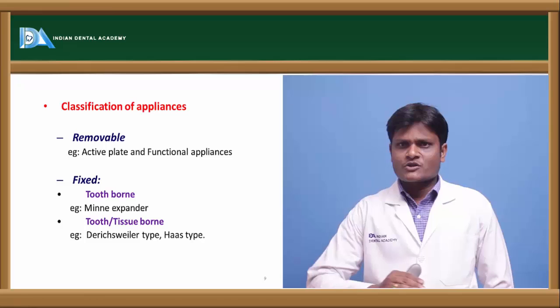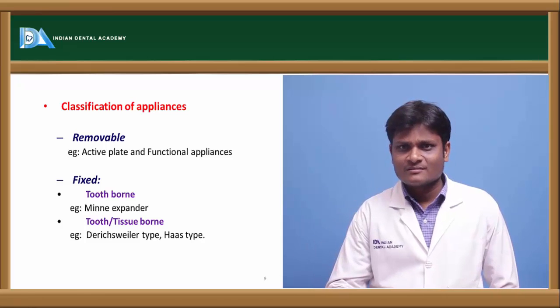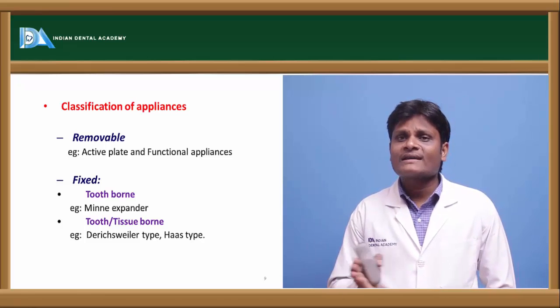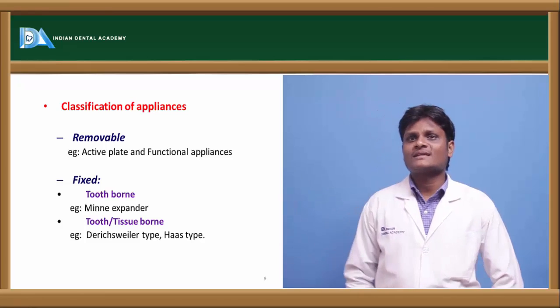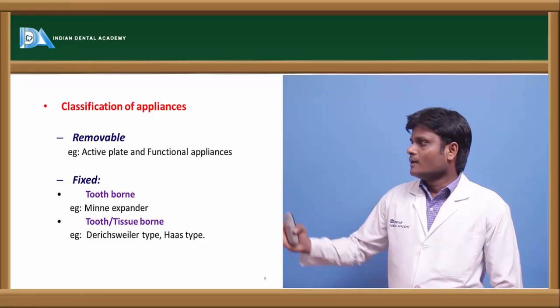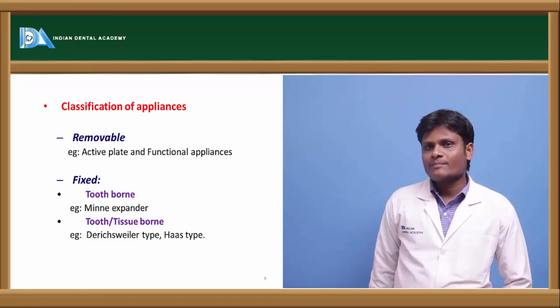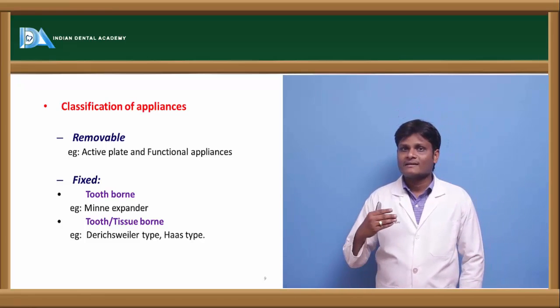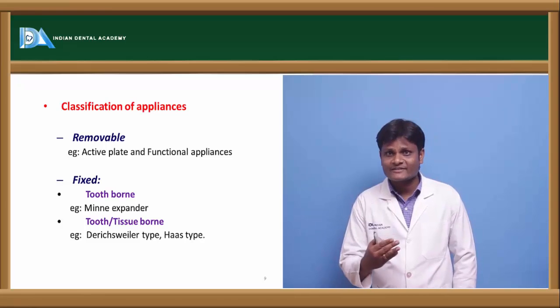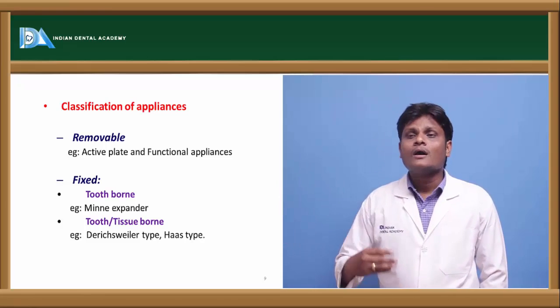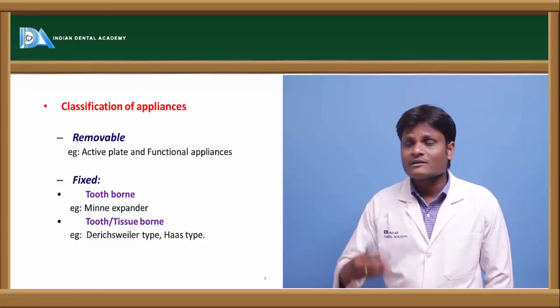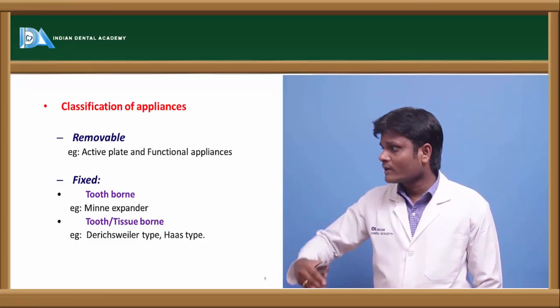Apart from classification of the expansion process, we have a classification system of appliances that are used for expansion: removable appliances and fixed appliances. The removable expansion appliances are active plates, that is split acrylic plate with a jack screw, and functional appliances, whereas fixed appliances can be further classified into tooth-borne and tissue-borne.